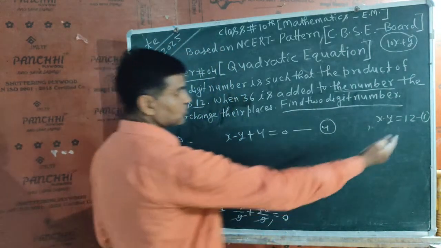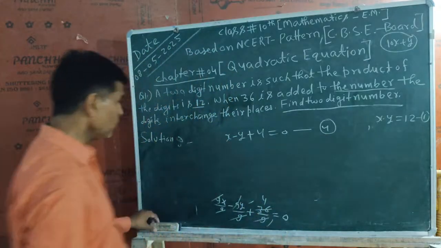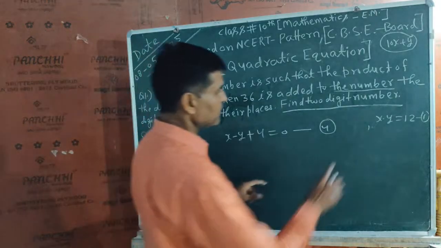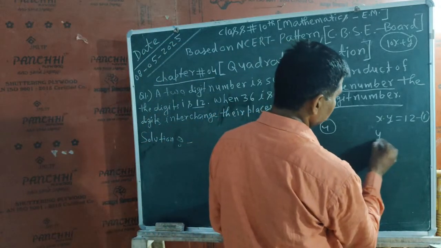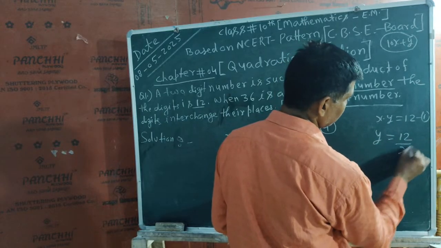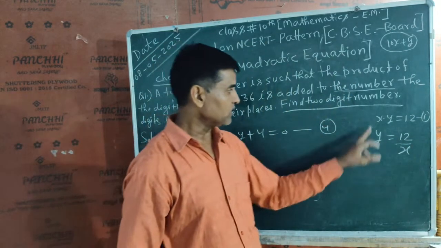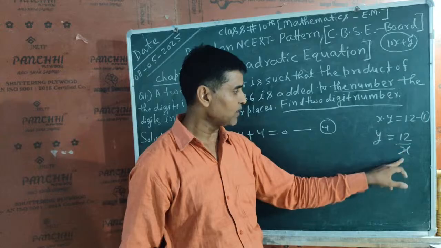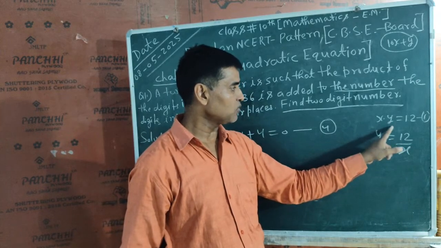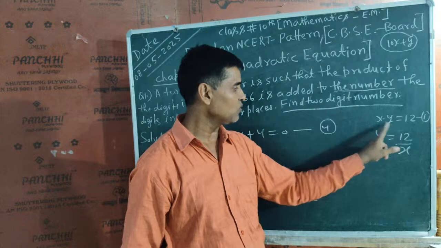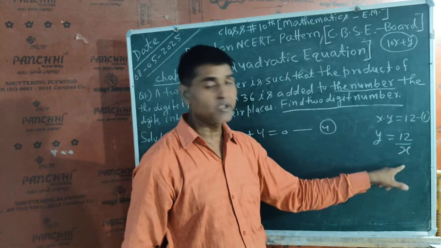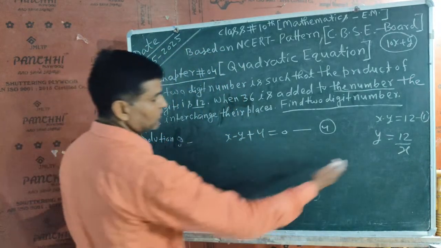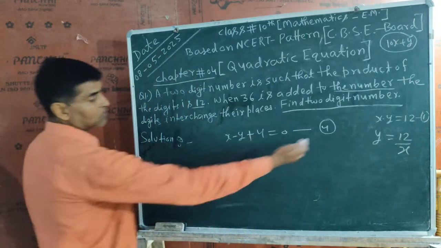So further I have to solve equation number 1 and also equation number 2 for getting the value of x and y. Now from equation number 1 I can write y is equal to 12 divided by x. Okay student, from equation 1 I can write the value of y, which is equal to 12 divided by x, because x is multiplied with y. So we can write it easily. Now further I will write the statement: putting the value of y in equation 4 we get.